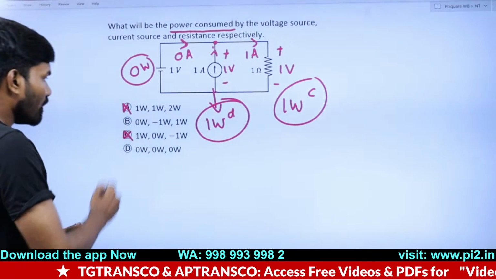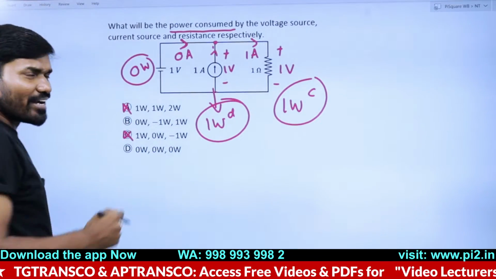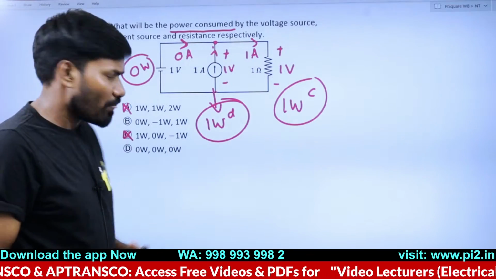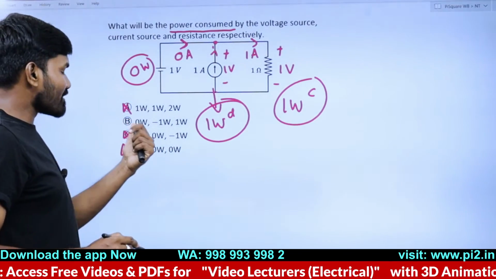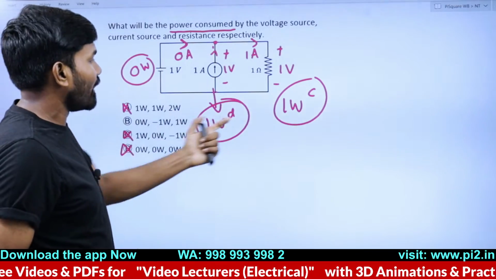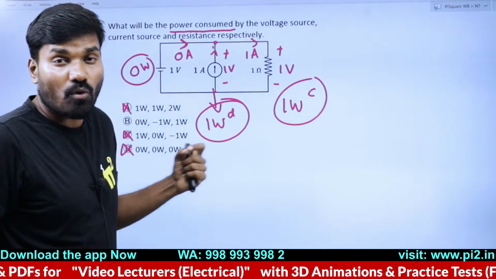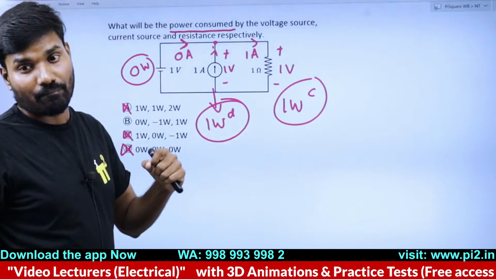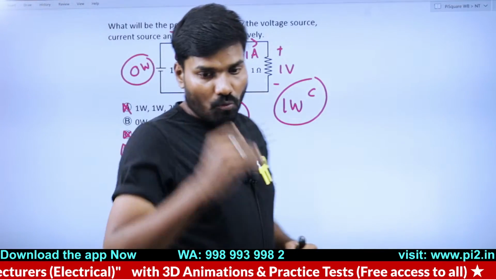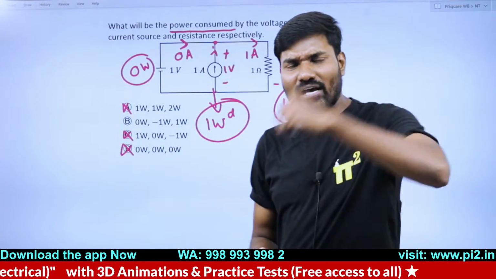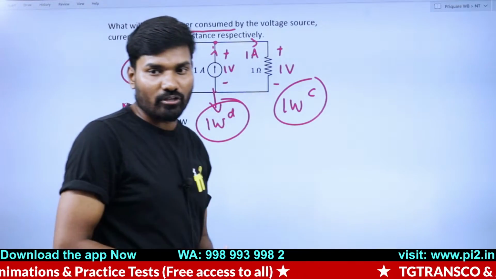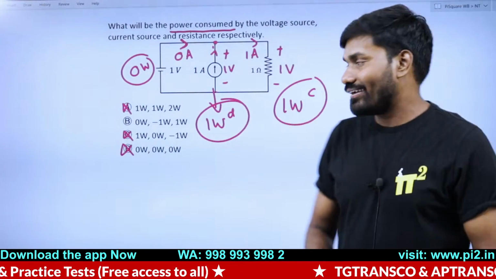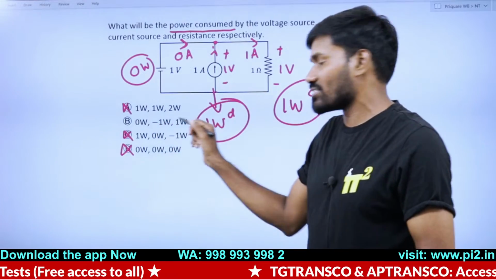So the answer must be 0, 1, 1. But it is said 1, 0, minus 1 and 1. Why is it minus 1? Tell me. I want your quick answer in the comment. Every one of you, quickly, why here is the minus 1 option there?